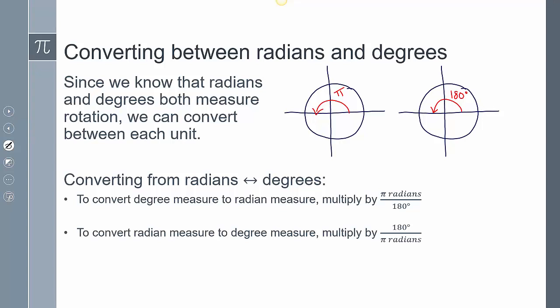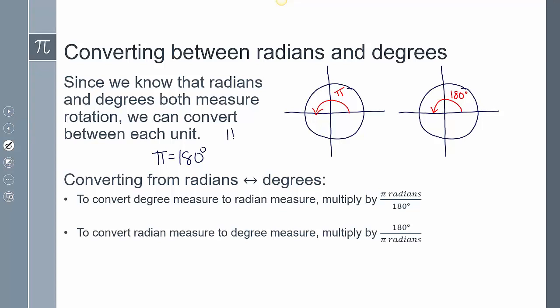Now this is what we know about radians and degrees. We know that they both measure rotation, and from this example that I have shown here, we know that this distance, this rotation here is pi, and this rotation here is 180 degrees. Well, they're exactly the same. So because they both have the same rotation, I can make the statement that pi equals 180 degrees. Now, whenever we're converting between units, we're always multiplying by a factor of 1.